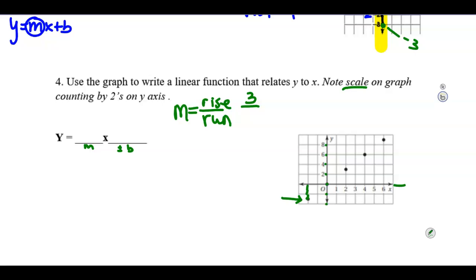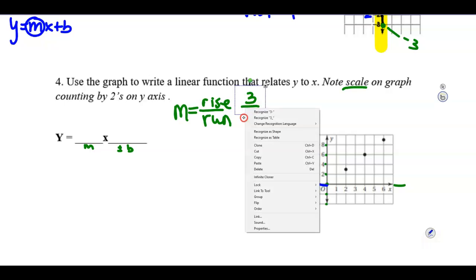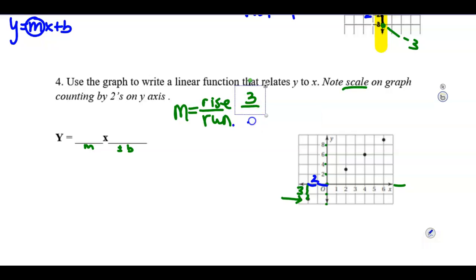But then when I look at the x, they are counting by 1. So each box is actually 1 for the x's, 1, 2. So that was over 2, and this was up 3. So again, here's my slope, 3 over 2. So I'm going to write that in. 3 over 2 is simplified. So y equals 3 over 2x.